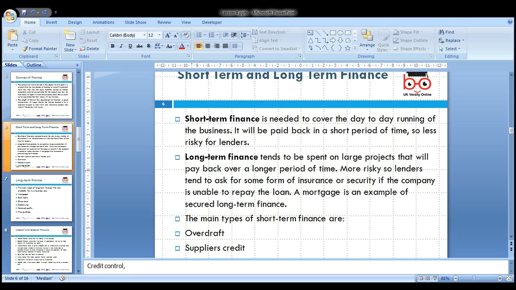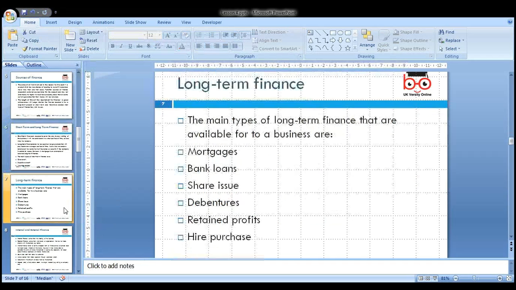So a lender tends to ask for some form of insurance or security from the company, in case it is unable to repay the loan. If the government is giving the security, then it's fine. A mortgage is an example of secured long-term finance. If you don't pay the mortgage, the bank can take your house because that's a pledge against the house. So the main types of short-term finance are overdraft and supplier credit. With supplier credit, we used to pay our supplier in 90 days, so we can pay in 100 days, or we can negotiate, so maybe 6 months, 180 days.